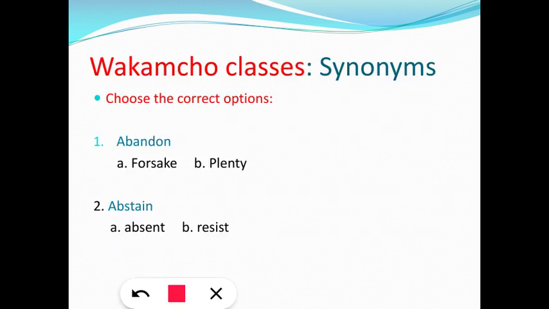Now, the first slide that we have here, choose the correct options. Look at this. First word, abandon. Now, what would be the synonym for this word? Options are A, forsake, option B, plenty. So the correct option would be option A, that is forsake. Forsake means to leave. Remember.